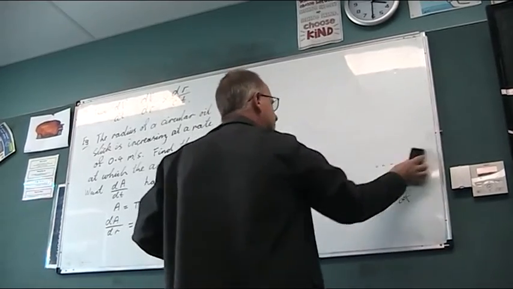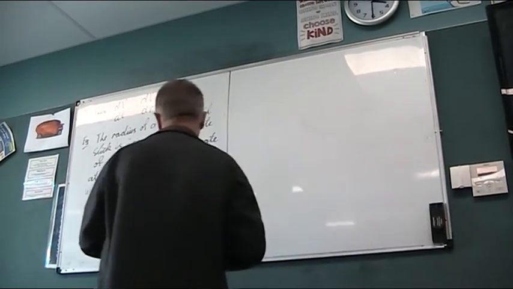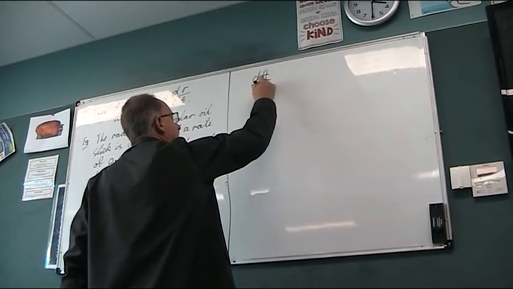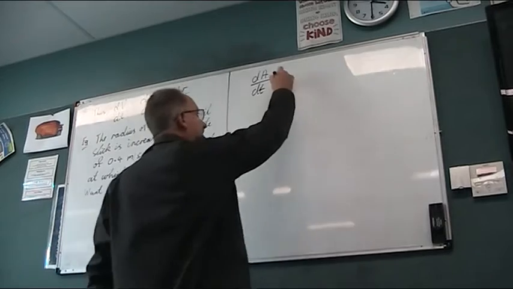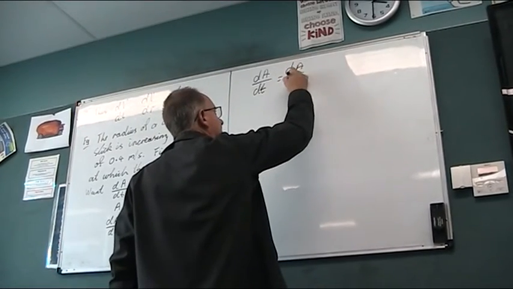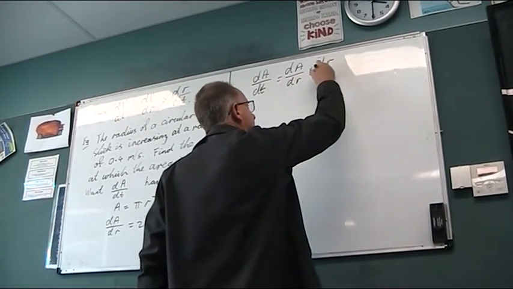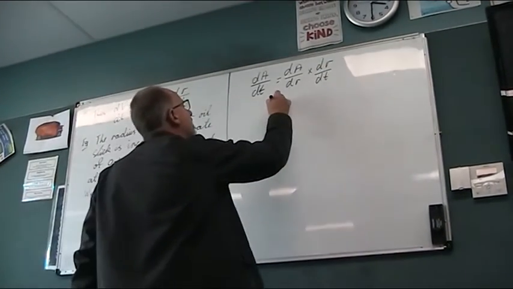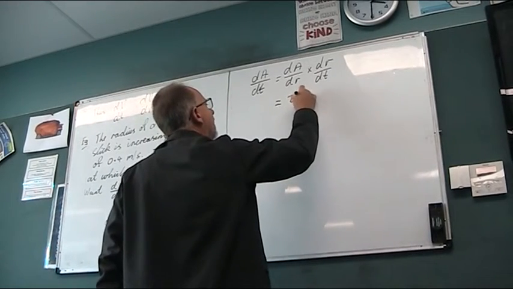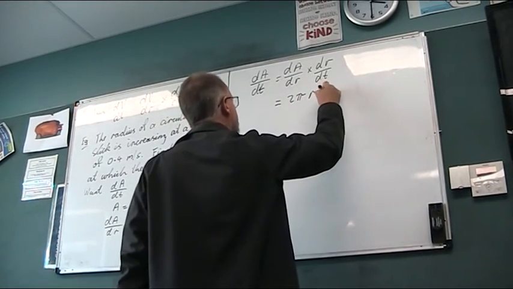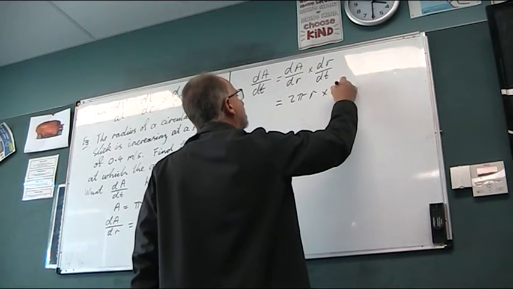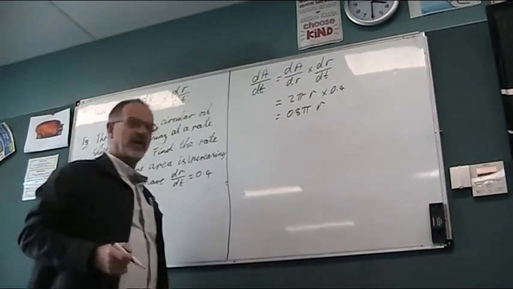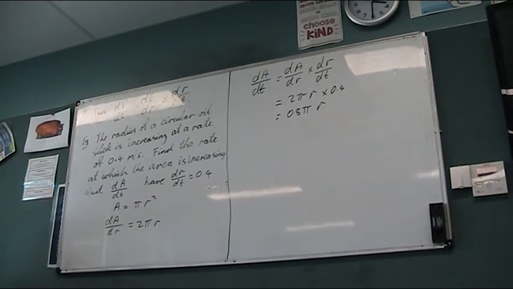And we can figure out that bit. And so from finding those, we can then find the rate of change of the area, because it would be dA/dr times dr/dt. So dA/dr is 2 pi r, and dr/dt is 0.4, giving 0.8 pi r.